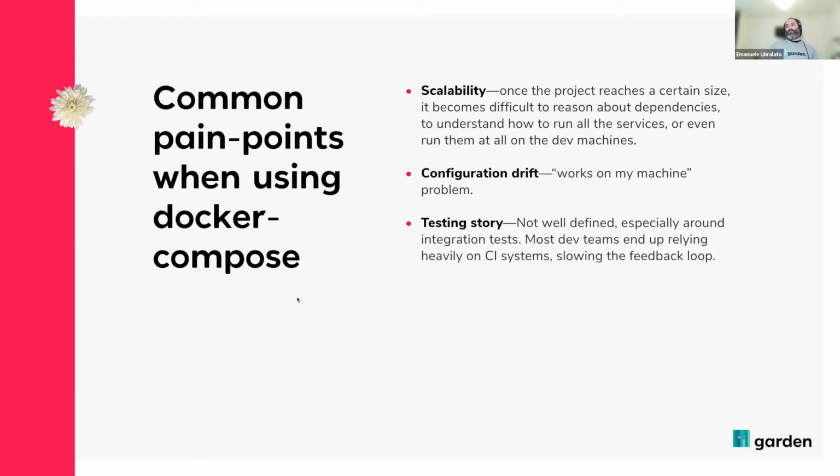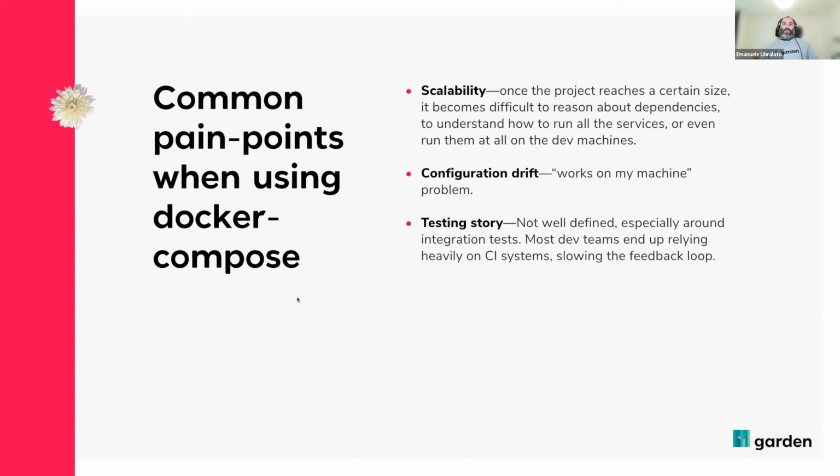A lot of them use Docker Compose because it's very easy to get started. But when the project starts to reach a certain size, let's say 10, 15 services, it really depends on the term they're using, but that's kind of the size that I have in mind. It starts to become difficult to reason about dependencies, to understand how to run all the services, or even actually just to run all the services, because again, you're running things on your local machine, and if you're using certain languages or certain applications, it might be just not possible to run your entire stack, your entire microservices application in your machine.